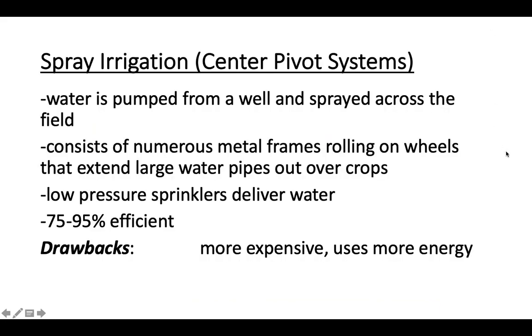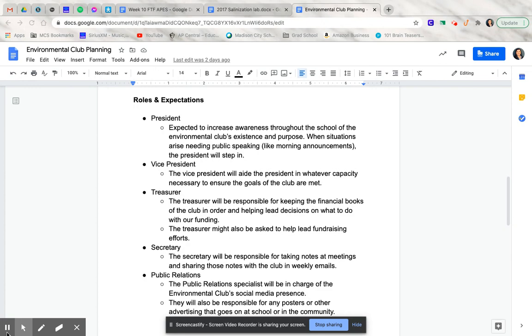Now, spray irrigation is where water is pumped from a well and it's sprayed across the whole field. This consists of numerous metal frames rolling on wheels that extend large water pipes out over the crops. And the low-pressure sprinklers deliver water. If you've driven through farmland in Alabama, you've probably seen these before. They're pretty common here. This one can be anywhere from 75 to 95% efficient, and the drawbacks are that it is more expensive and it uses more energy.